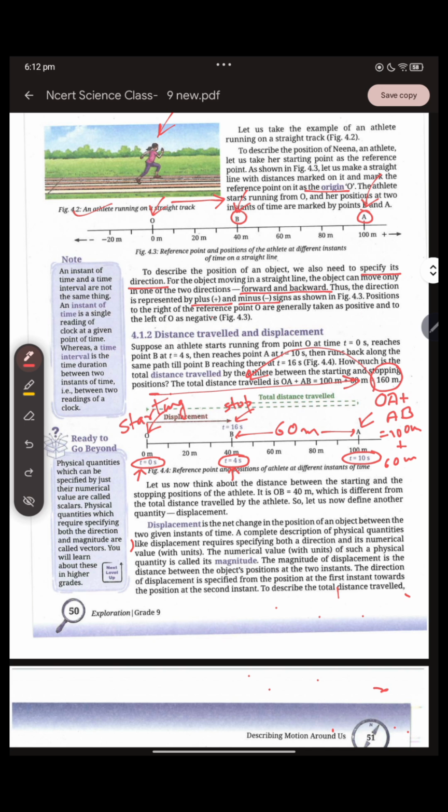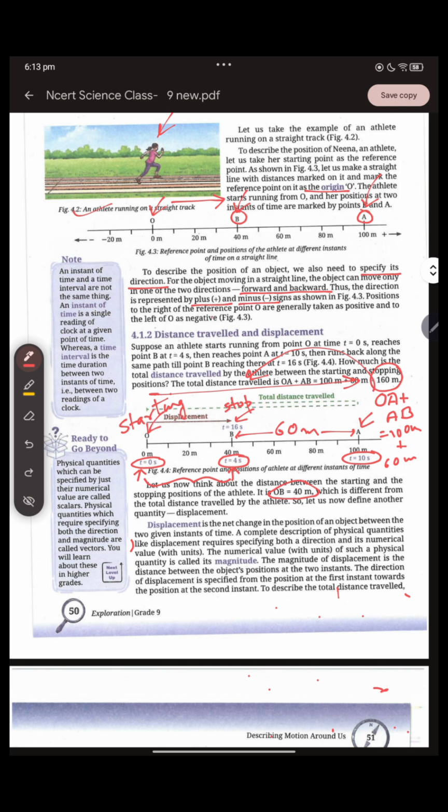Now if the athlete moves from O to A and back to B, what is the real distance between O and B? That is 40 meter. That is, OB is equal to 40 meter. Now this is your final point. B is the final point. Now the difference between the starting and the final position is 40 meter irrespective of the path covered.